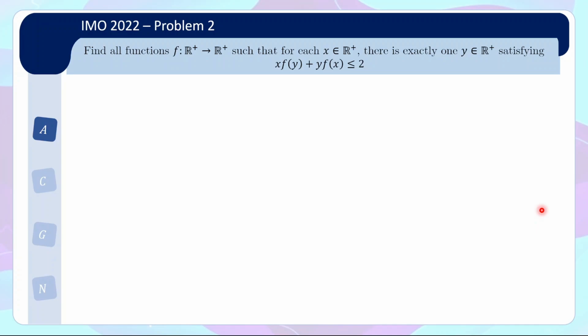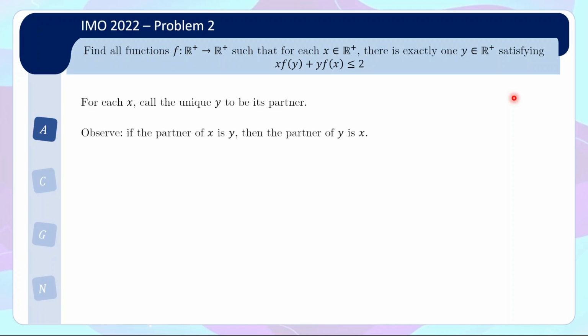So let us find all functions f from positive real to positive real such that for each x there is exactly one positive real y satisfying this inequality: x f(y) plus y f(x) less than or equal to 2. So it looks like a very strange and cumbersome sounding statement. Let's unpack it a little bit. What the question is saying is that for each x, there is a unique y that satisfies this inequality. So we can call that unique y the partner of x.